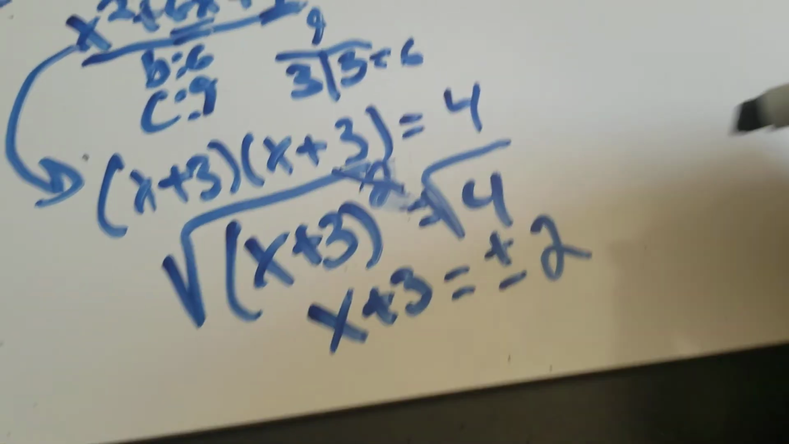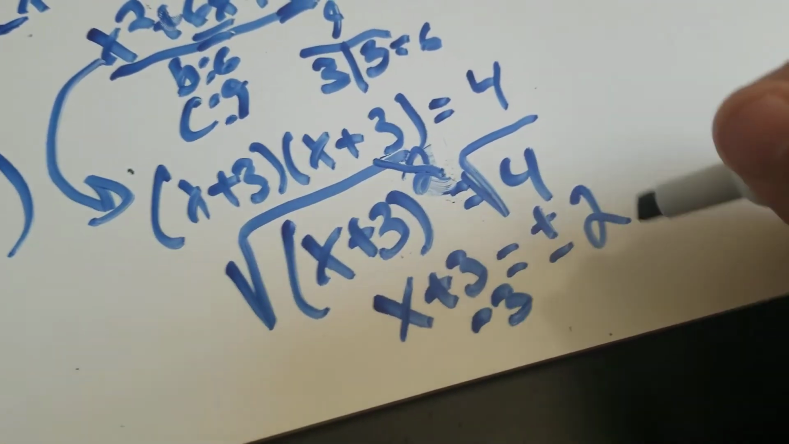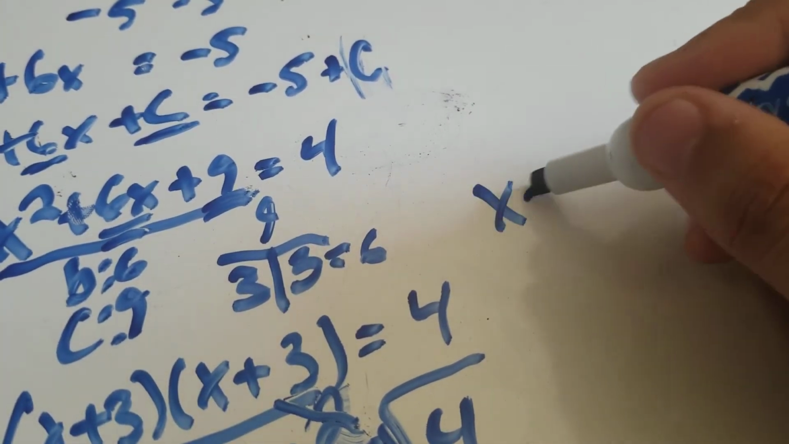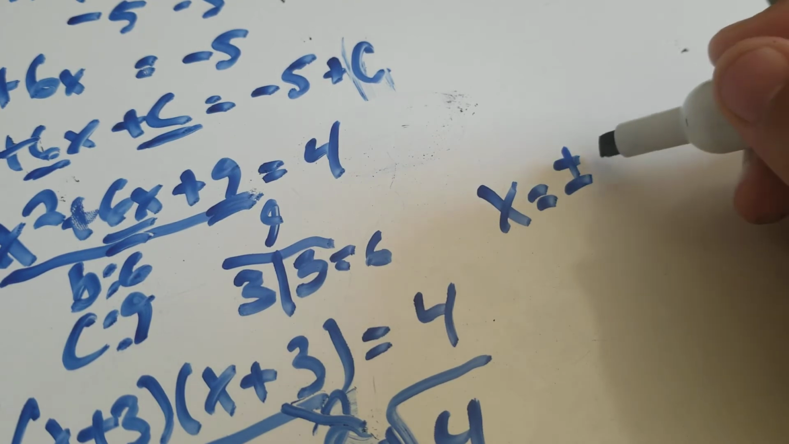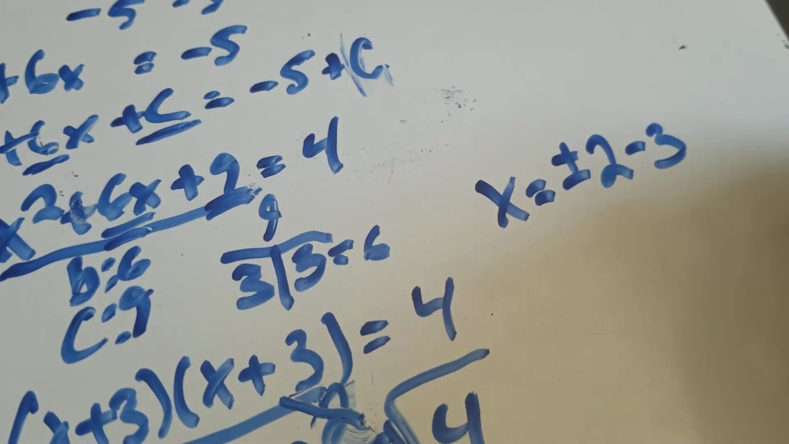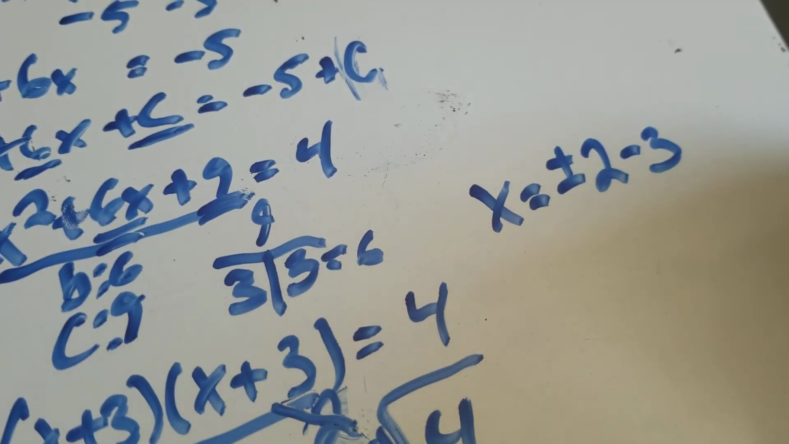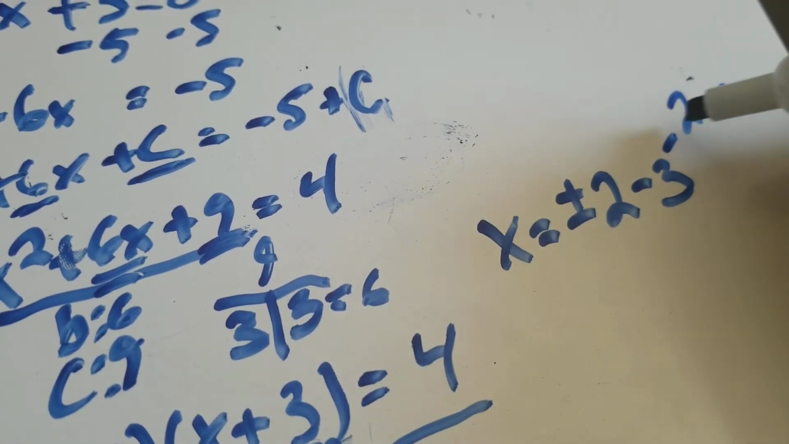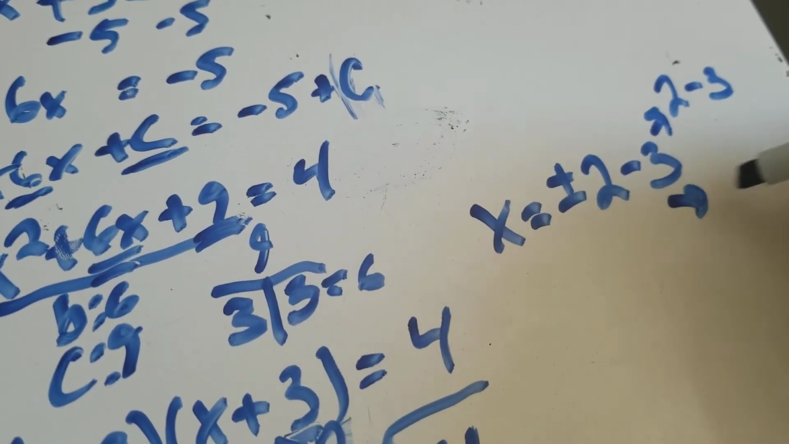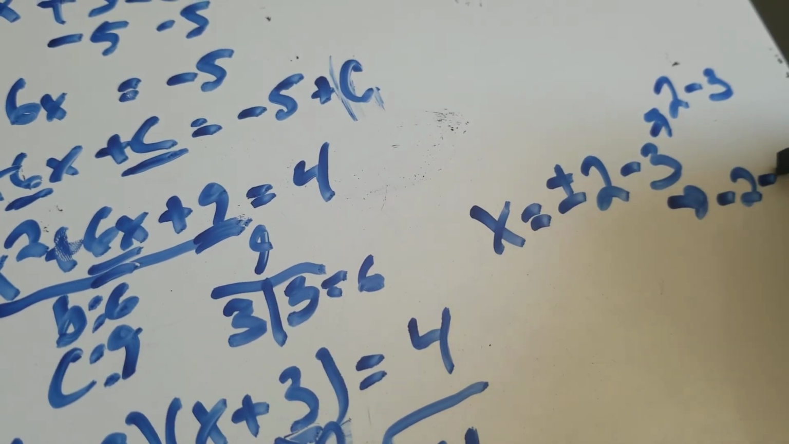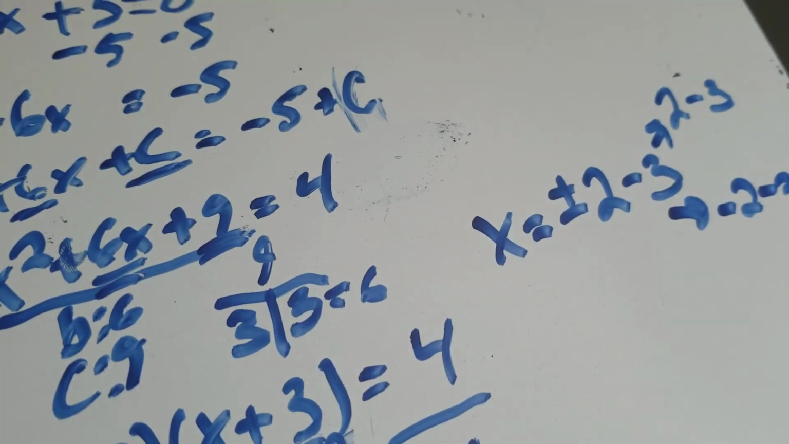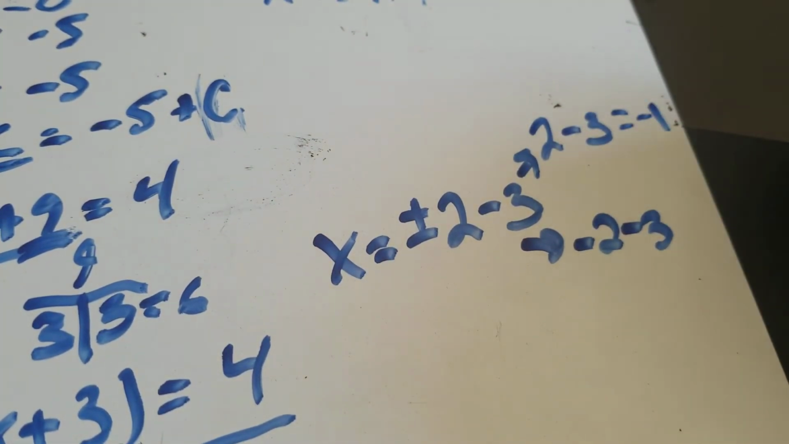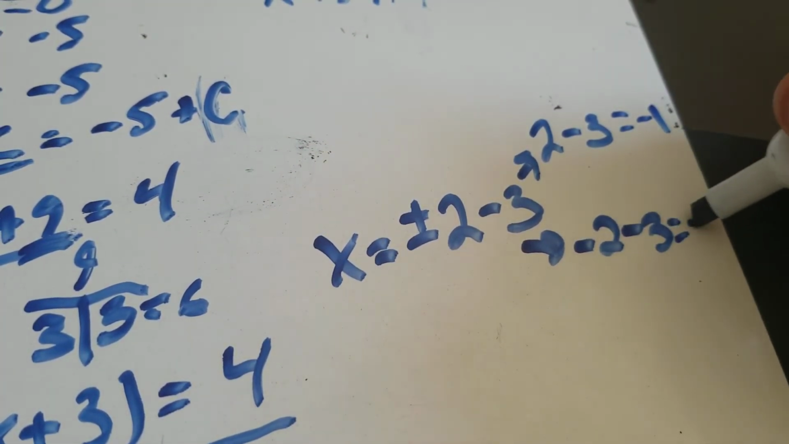Now we're going to take the 3 and subtract 3 on both sides. I want to get rid of the 3. So x equals plus or minus 2 minus 3. But that's two different numbers, right? There's a positive 2 minus 3, and then there's the negative 2 minus 3, and we want both answers. So 2 minus 3 happens to be negative 1, and negative 2 minus 3 equals negative 5.